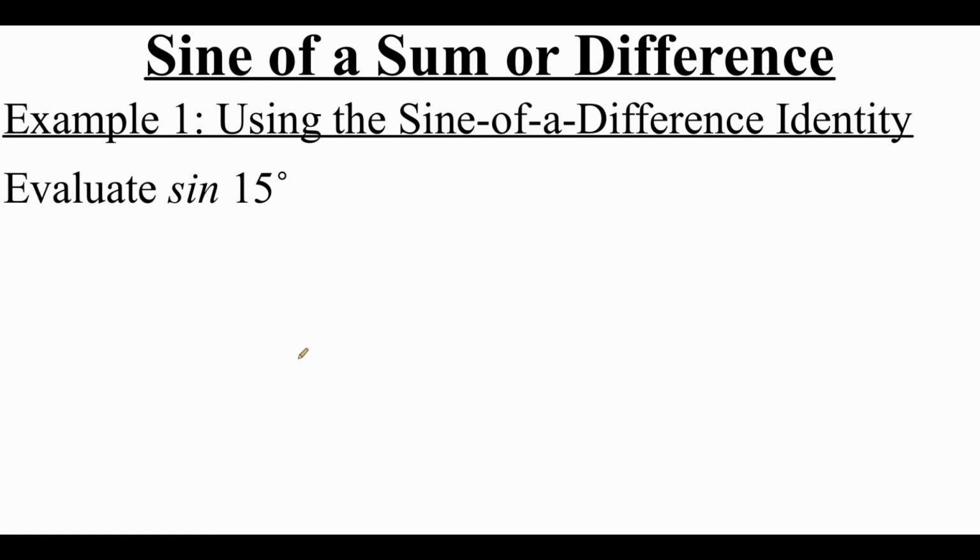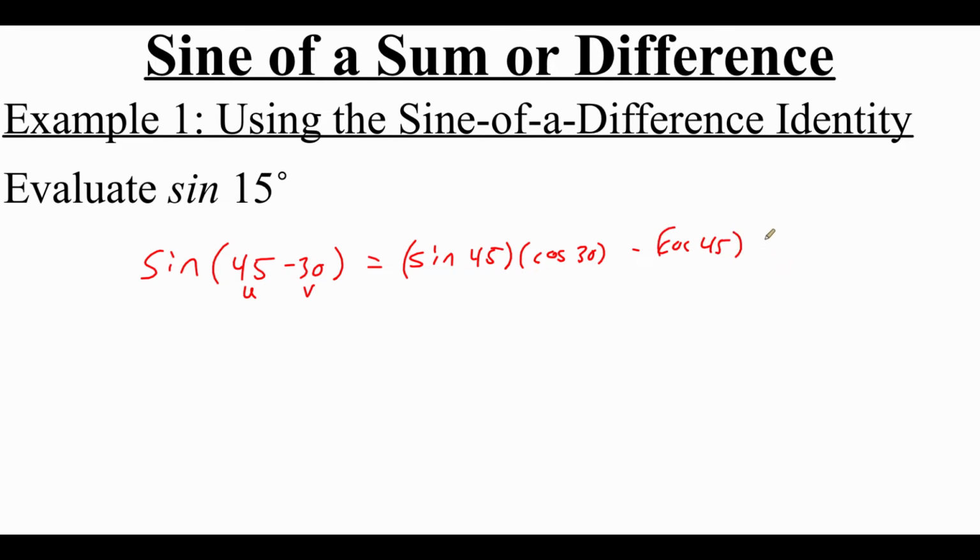So in this example, we're going to try to evaluate the sine of 15 degrees using our sine of a difference identity. So 15 degrees can be rewritten, and I'm going to write it as 45 minus 30. So then 45 is going to be my u value, and 30 is going to be my v value. So I have to do the sine of my 45 degree angle times the cosine of my 30 degree angle minus the cosine of the 45 degrees times the sine of the 30 degree angle. Now we're going to use our unit circle from here to help us out.